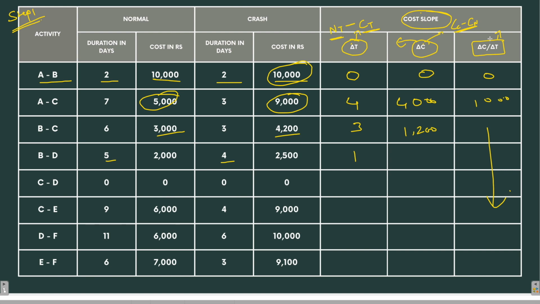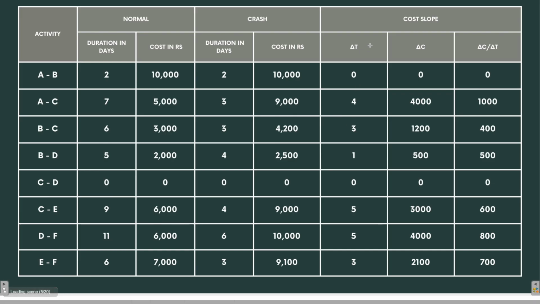I hope this is clear to you. Now I'm not filling the entire table because I have done it already. Here is the filled table. So here step number 1 is done. So what was step number 1? To find the cost slope.